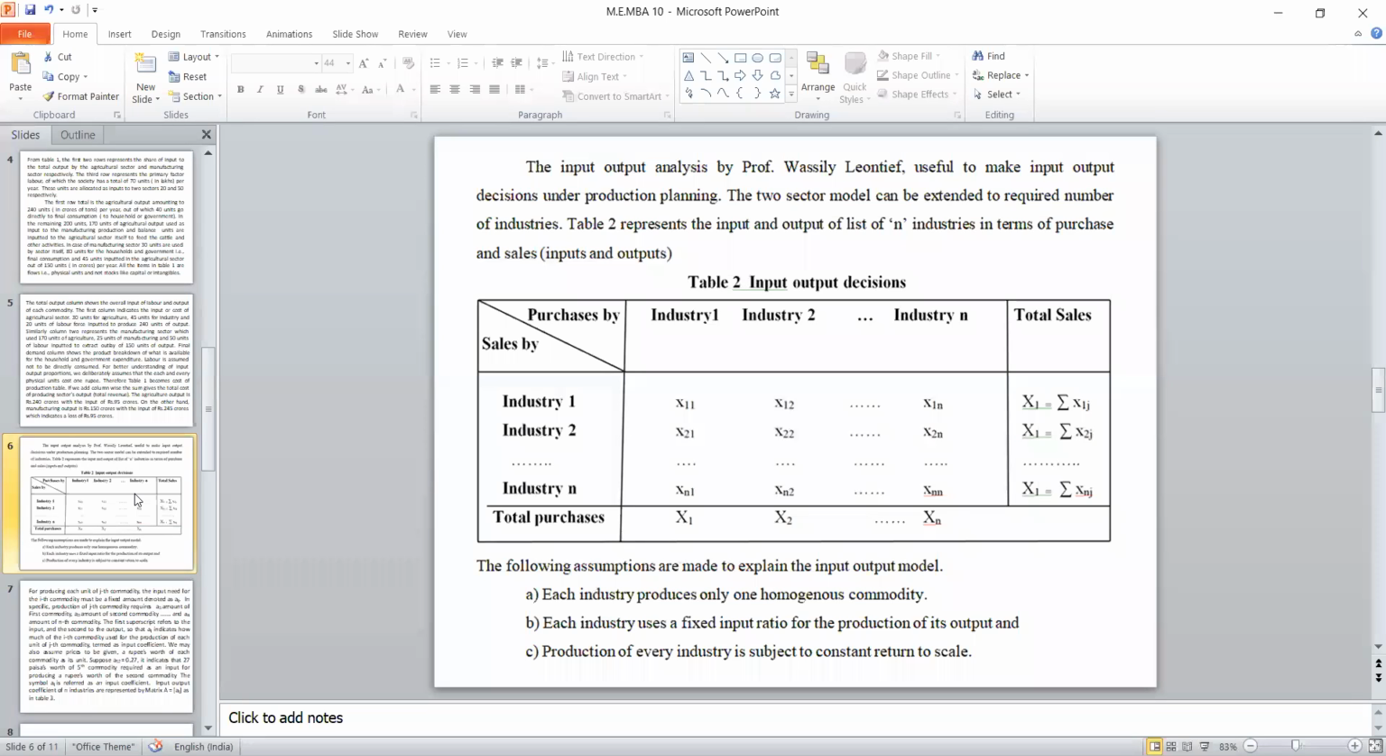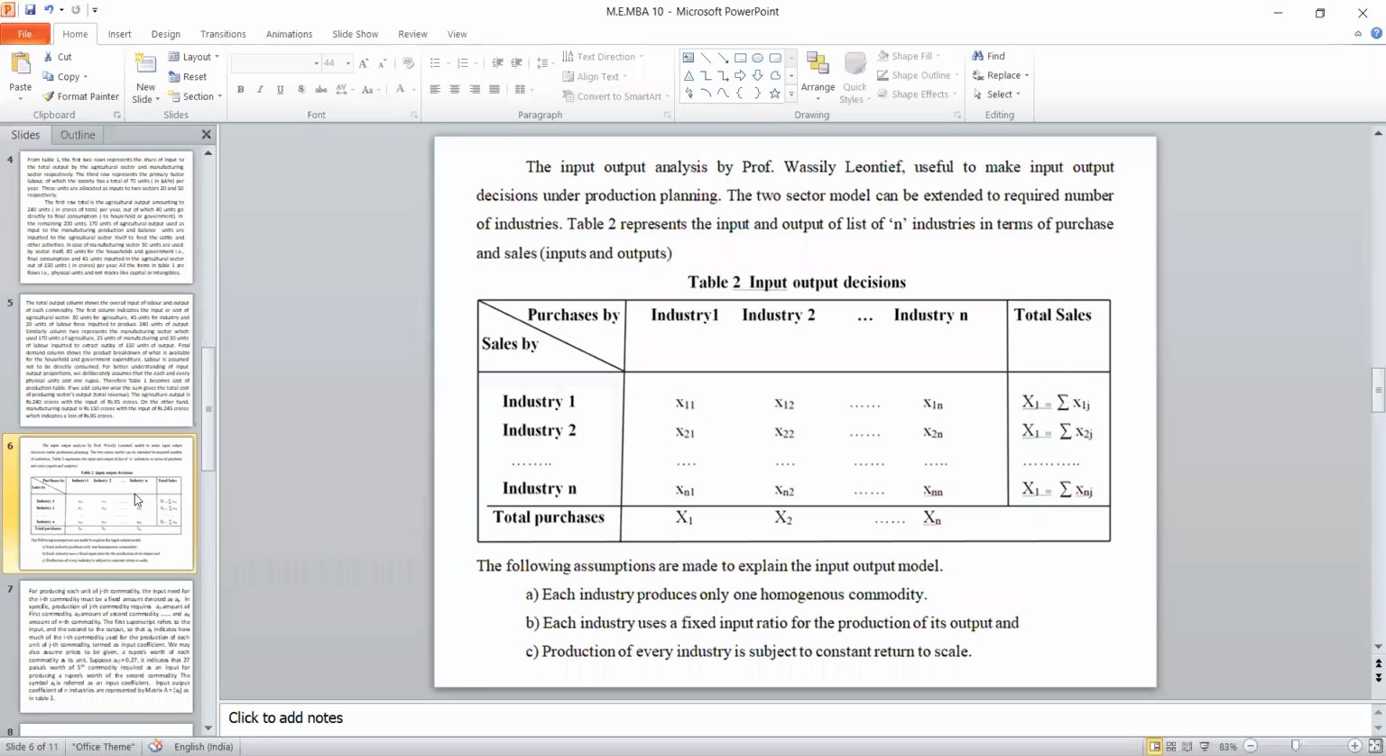On one side, what is the total purchase made by the respective industry? On the other side, what is the sale made by it? For example, in that matrix, X11 means the first industry's output used as input by the first industry. Then what is X12? The first industry's output is the second industry's input. Similarly, X1n is the first industry's output, the nth industry's input.